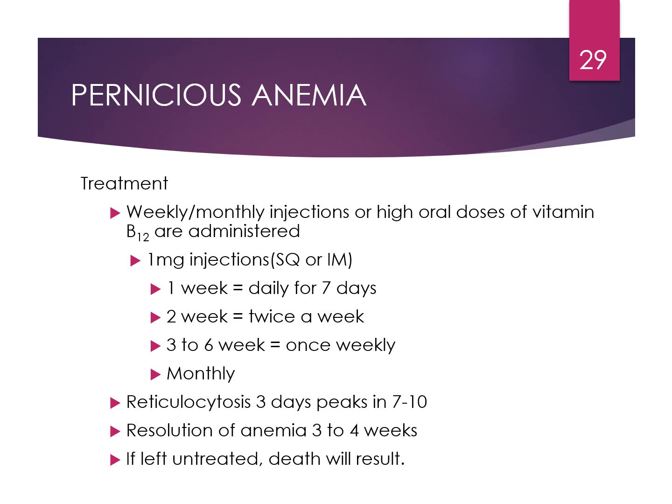So how do we treat a patient who has pernicious anemia? These patients would go through weekly and monthly injections of high doses of vitamin B12. So what you will see with these patients, they may get 1 milligram injection, sub-Q or IM, of B12. So 1 week, they will get that injection daily for 7 days. The second week, they will get it twice a week. And weeks 3 through 6, they will only get it once weekly, and then they will go to monthly injections.